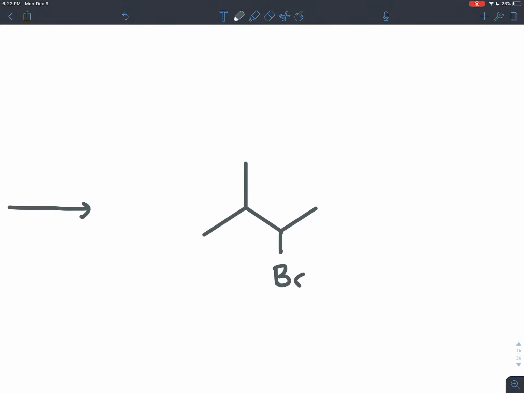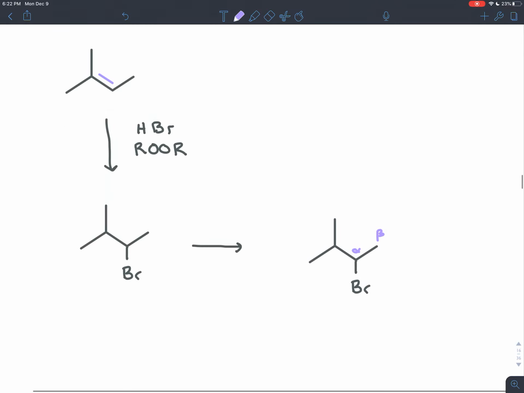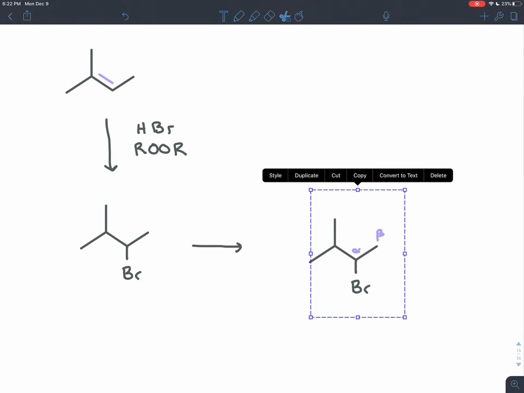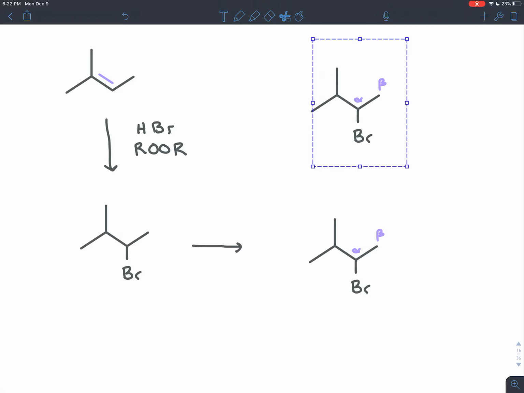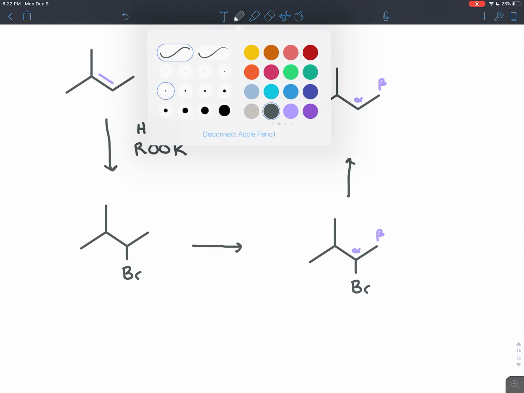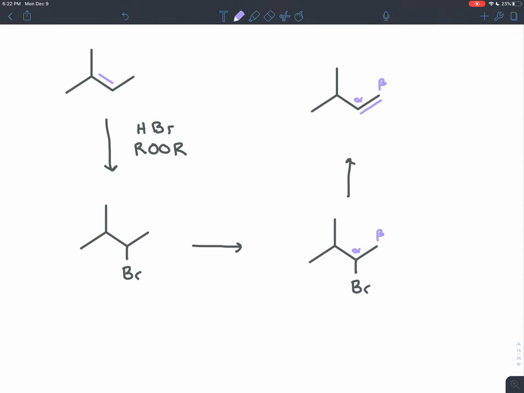The carbon that has the leaving group on it, that's the alpha carbon. Each carbon next to it is the beta carbon. You'll notice this one is tertiary, this one is primary. We want to form the pi bond toward the primary beta carbon. In other words, we want to form the pi bond toward the less substituted carbon. We want the less substituted pi bond. So get this away and add the pi bond in.